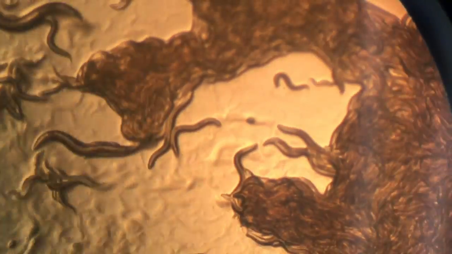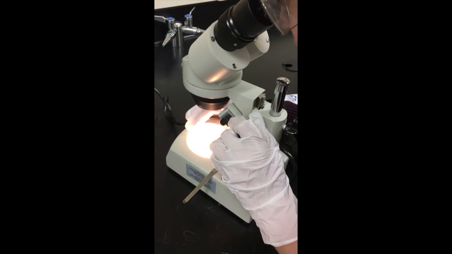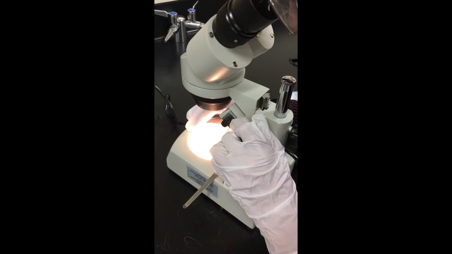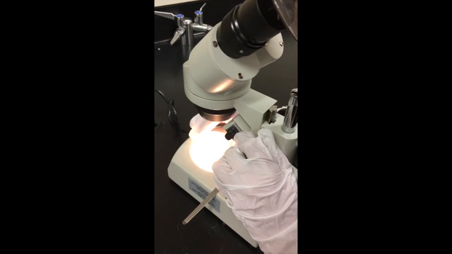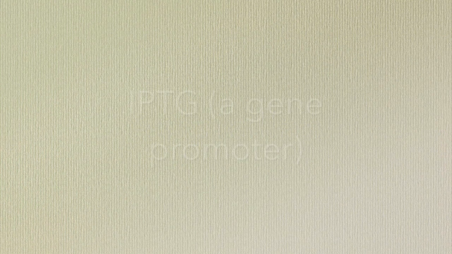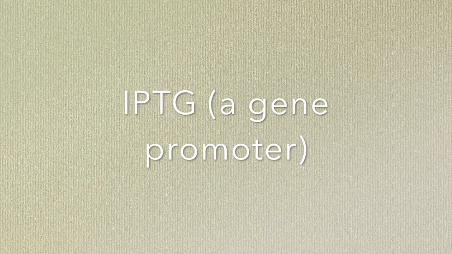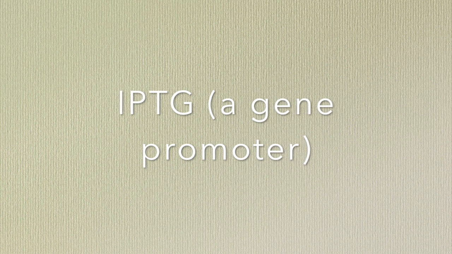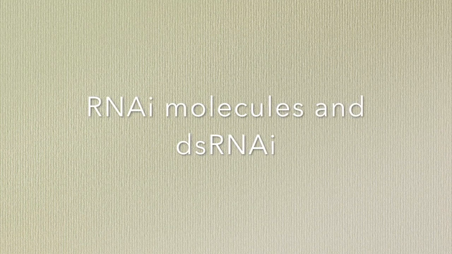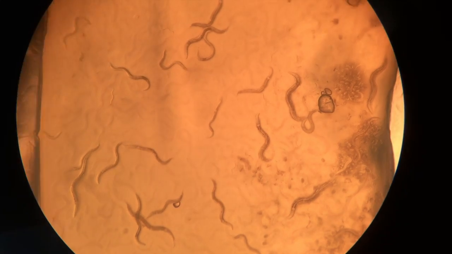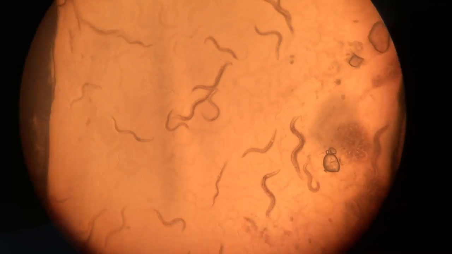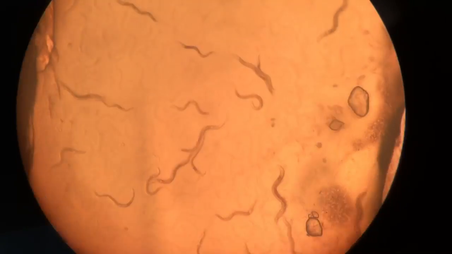After we observed the wild-type worms, we cut a 1 centimeter squared piece of agar and transferred it onto the new agar plate with NGM light agar with ampicillin, an antibiotic that kills bacteria that is not wanted on the plate, IPTG, a gene promoter that causes the worms to produce more mRNA of the selected gene, and RNAi bacteria with some form of double-stranded RNAi. We then observed the worms under the microscope to check that they were still alive.